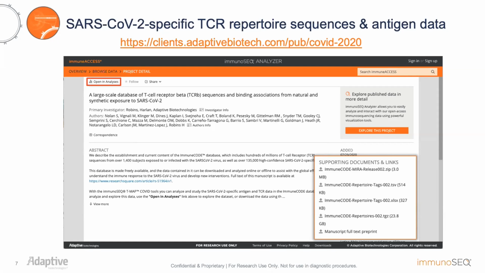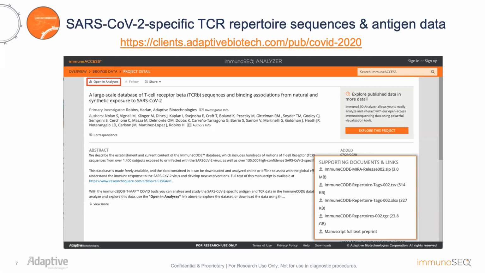If you want to download any of the information and use it offline or in another program, scrolling down to the bottom of the project, in the lower right-hand corner, there will be a list of supporting documents and links. The top one listed there, which is the MIRA release, is going to have all of the epitope information, as well as that over 135,000 sequences that you can download and work with. And I'll show you some examples of how those files look in just a moment.